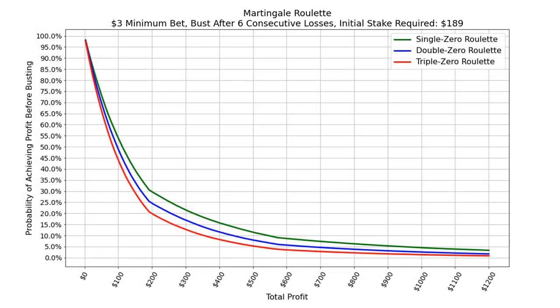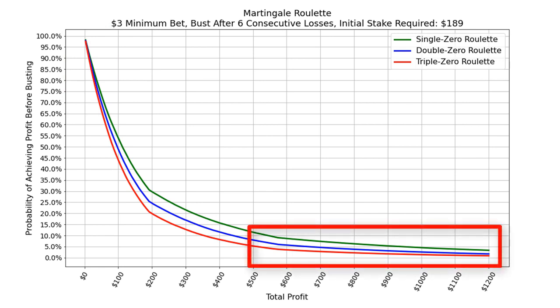As you can see, there is an exponential decay relationship between total profit and the probability of achieving a given profit without busting. This means that, as a general rule, there is a reasonably high probability that a player who is playing roulette using the Martingale system will be able to earn a small profit without busting. Conversely, the chances of earning a very large profit when playing Martingale Roulette are quite low.